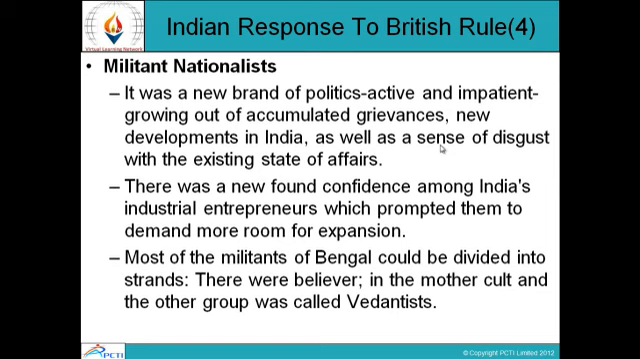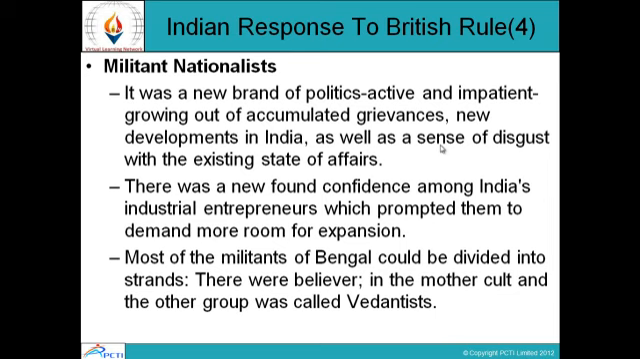Militant nationalists. It was a new brand of politics, active and impatient, growing out of accumulated grievances, new developments in India, as well as a sense of disgust with the existing state of affairs. So the militant nationalists were the extremists, the violent brand of social reformers, who did not believe in slow, gradual or peaceful change, but rather believed in bringing about change quickly, through violent revolution.